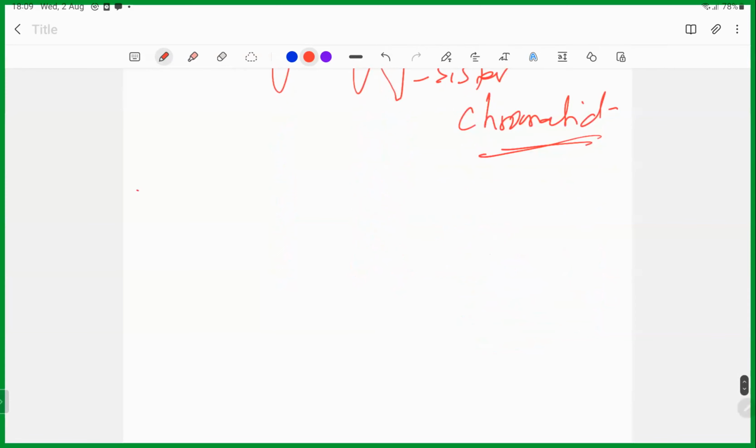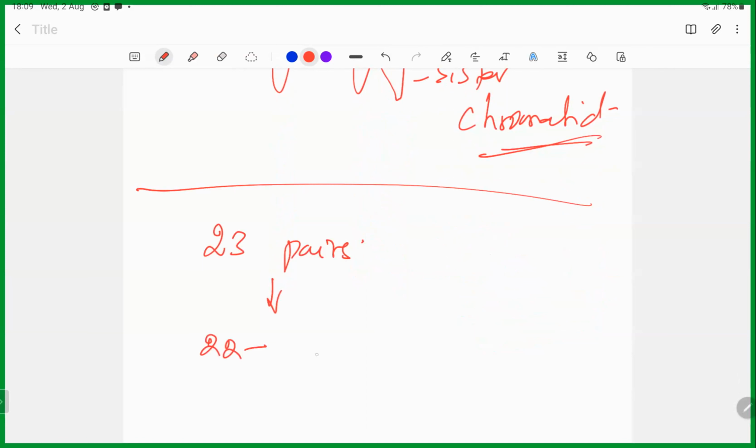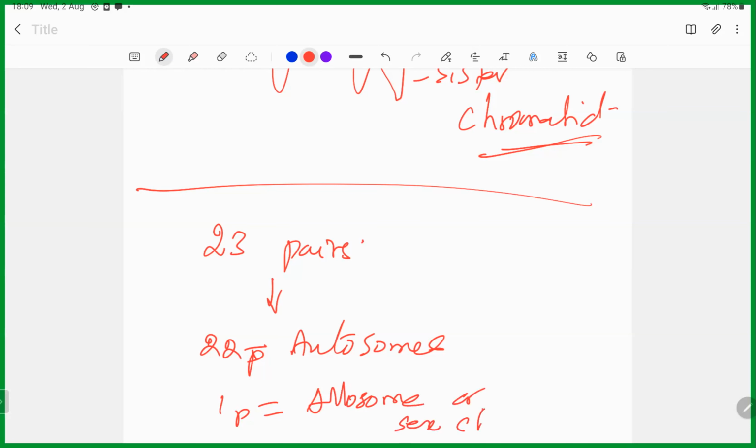We also studied about sex determination. How many chromosomes we have? Yeah, so 23 pairs. Okay, so 22 are autosomes, 22 pairs. One pair is, you can say, allosome or sex chromosome. Allosome or sex chromosome.